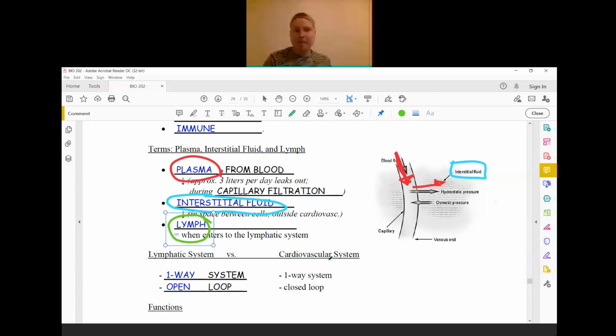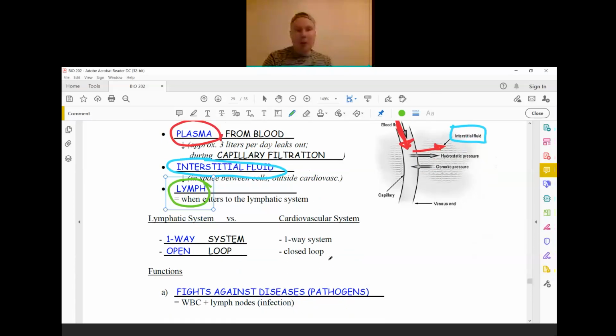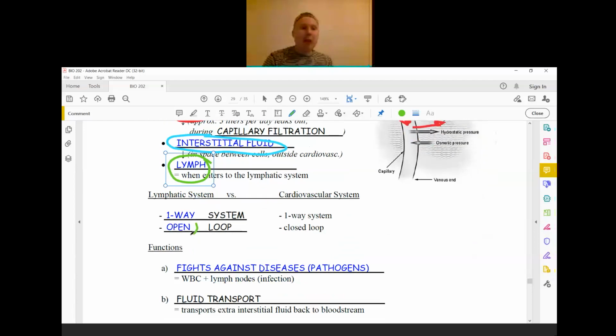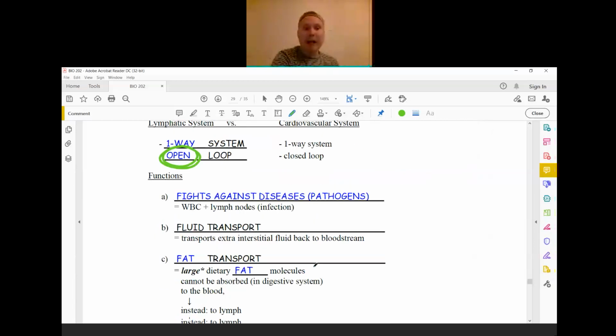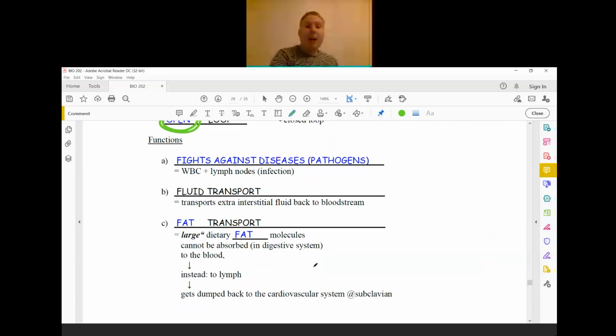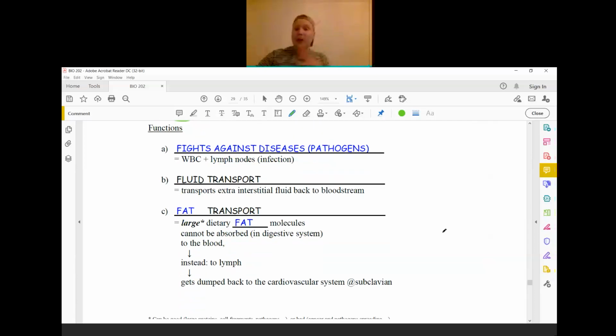So if we compare and contrast the lymphatic and cardiovascular systems, the big thing to remember is that the lymphatic system is open at one end. So it's not a closed loop like the cardiovascular system. And in terms of the functions of the lymphatic system, the biggest one is to fight against diseases, which we do with white blood cells. The other one is to transport fluids so that we don't end up with edema, too much fluid somewhere. And the last one is something that sometimes surprises students.